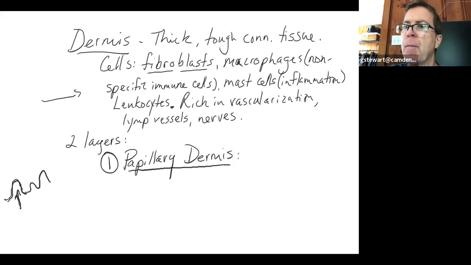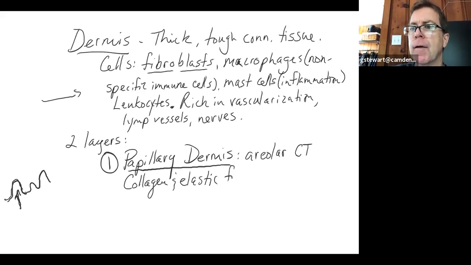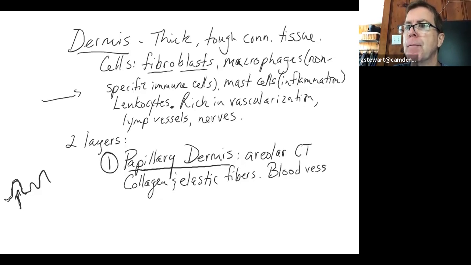So this is made up of areolar connective tissue, predominantly. There are collagen and elastic fibers found in this tissue. Collagen, remember, for strength, elasticity for recoil. You know that if you yank on your skin and pull it, if you let go, it snaps back into position. There are also lots of blood vessels.